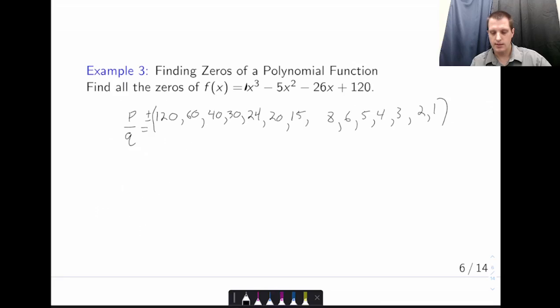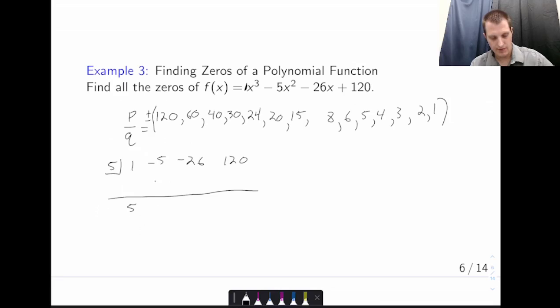And let's try to get strategic here. So this is going to be a bit of guess and testing. So I'm going to try 5. Do a 5. So we're going to get a 1, negative 5, negative 26, and 120. May have needed a negative 5. So we get a 5.